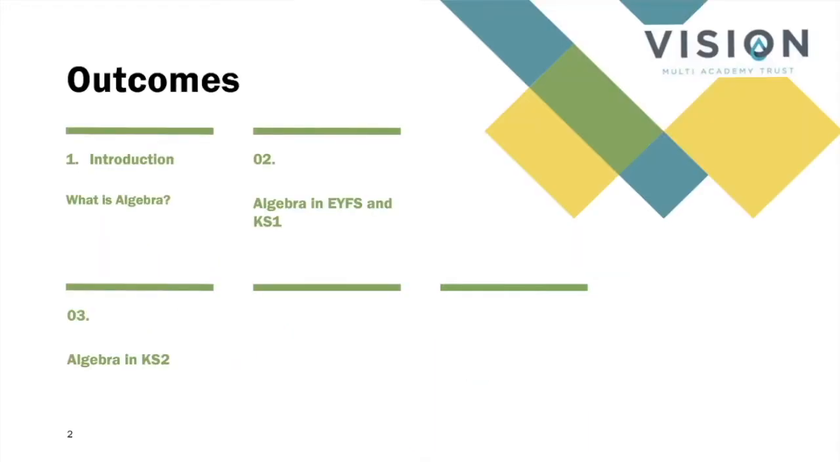We're going to look at three different areas for our outcomes today. The first one is what is algebra? We're going to really break it down so that you can understand exactly what algebra looks like. The second area we're going to focus on is EYFS and Key Stage 1. You might not believe it, but actually the algebra curriculum does begin right down in EYFS, transfers into Key Stage 1, and then of course our next section we're going to look at it in Key Stage 2.